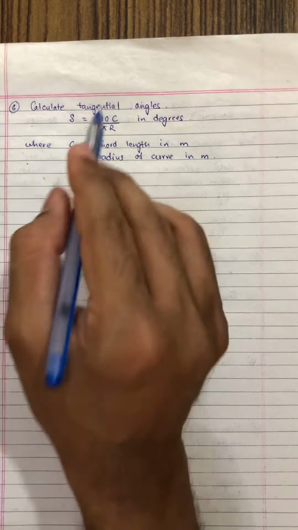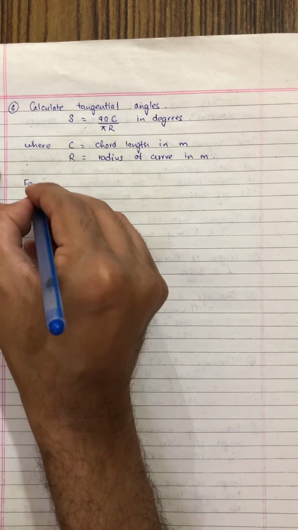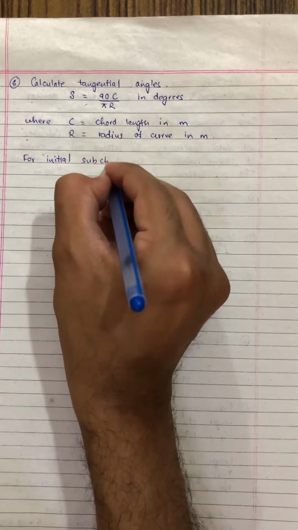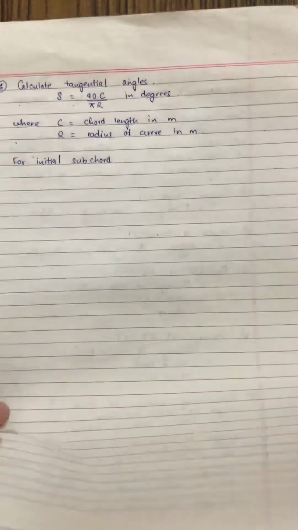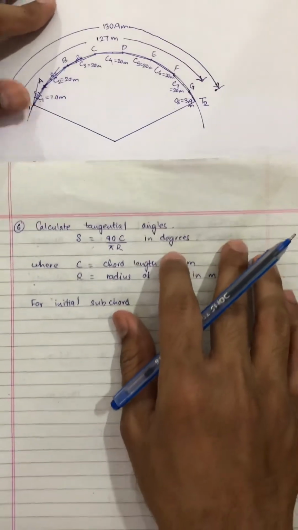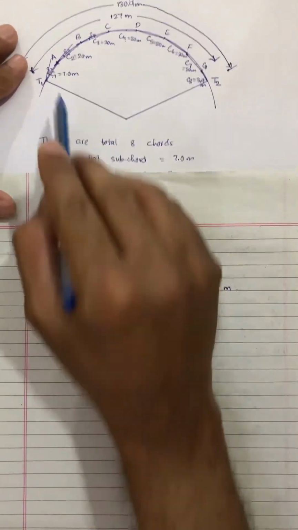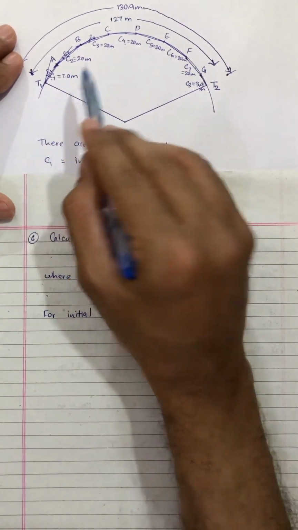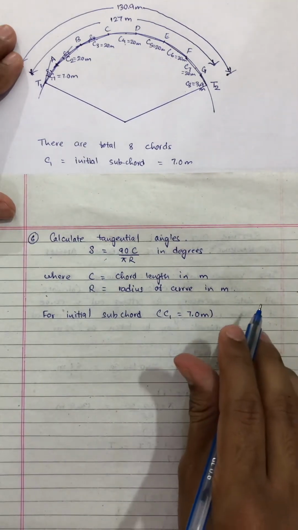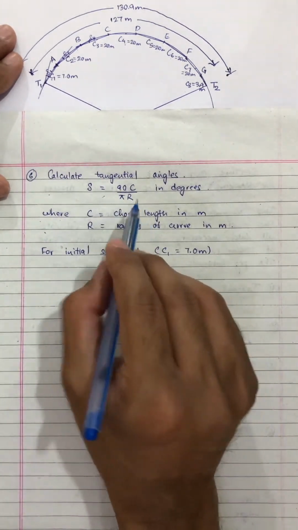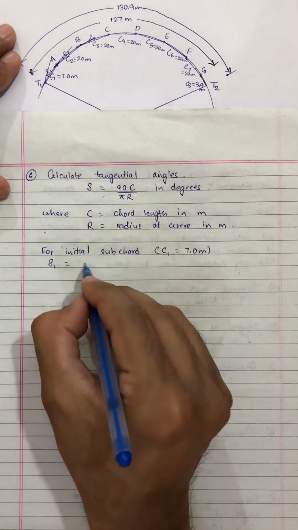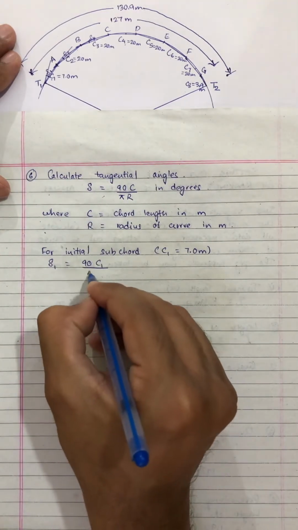So the formula is given as this. For the initial subchord, that is this C1, the length of C1 is given as 7 meters. So we have to calculate this value of del 1. So del 1 will be equal to 90 into C1 upon pi r.